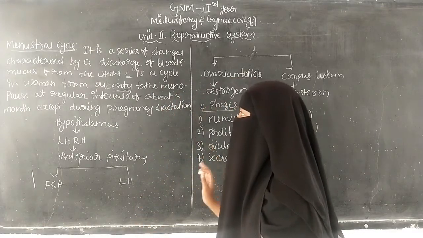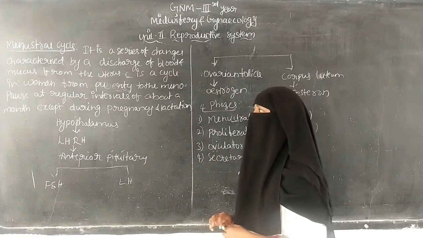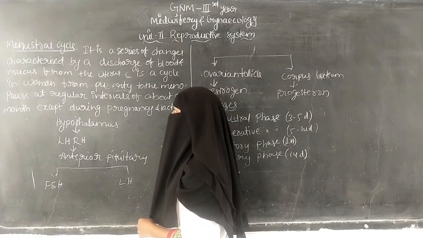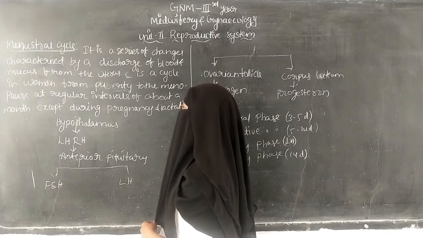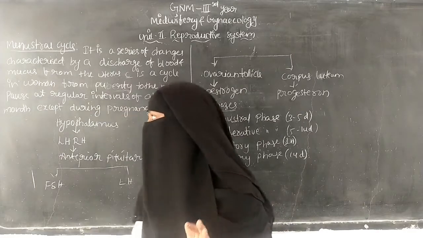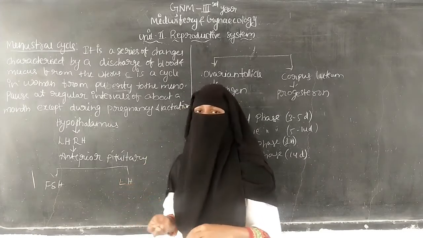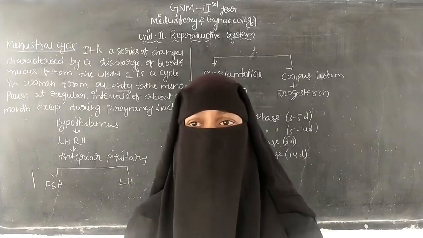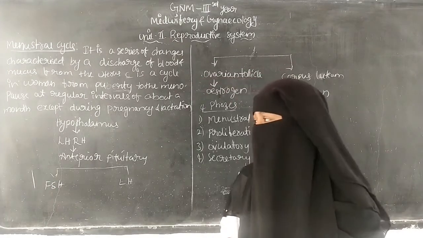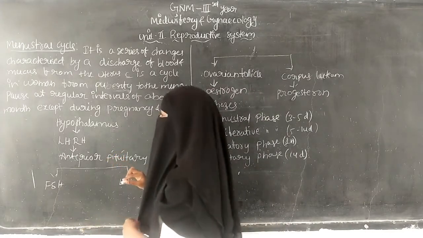The menstrual cycle is a series of changes characterized by the discharge of blood and mucus from the uterus, which is a cycle in women from puberty to the menopause. The menstrual cycle starts from puberty up to the menopause, at regular intervals of about a month, month to month, except during pregnancy and lactation.